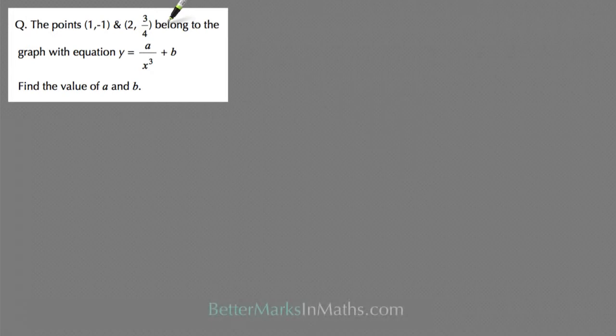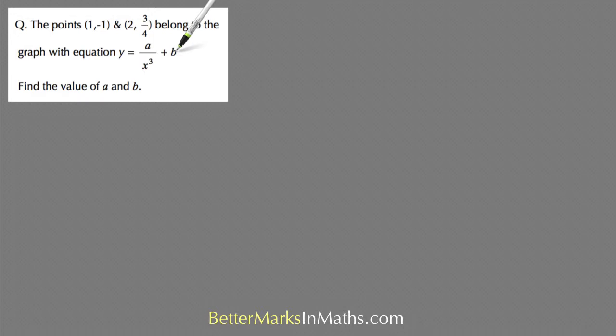In this second question, the points 1, minus 1 and 2, 3/4 belong to the graph with equation y equals a on x cubed plus b. Find the value of a and b. So all you have to do is sub these points in and get simultaneous equations, which you can then solve.